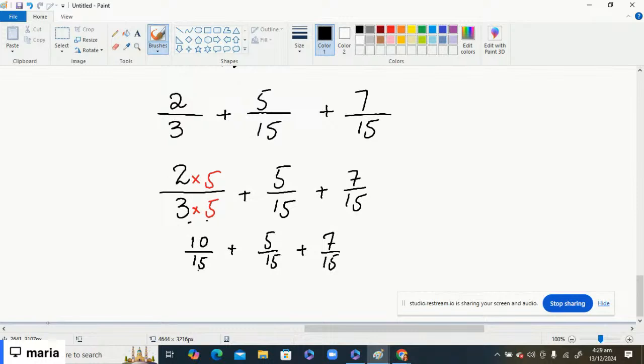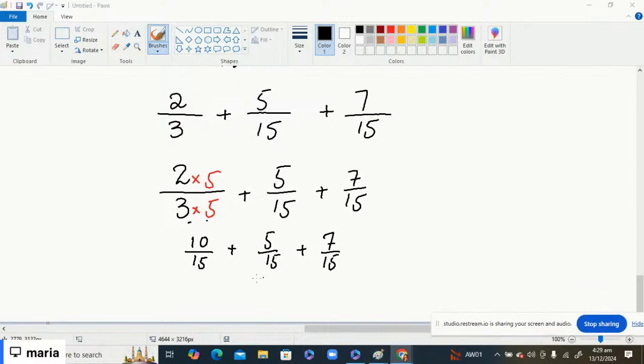Now the next step is just to add. So putting only one denominator here, that is 15, adding the top numbers 10 plus 5 plus 7. So 10 plus 5 is 15, 15 plus 7 is 22. So here the answer is 22 over 15.